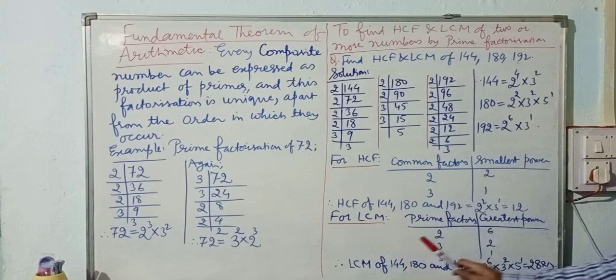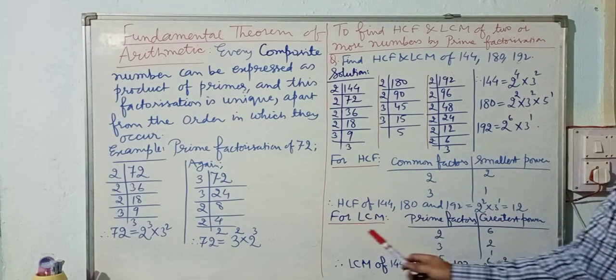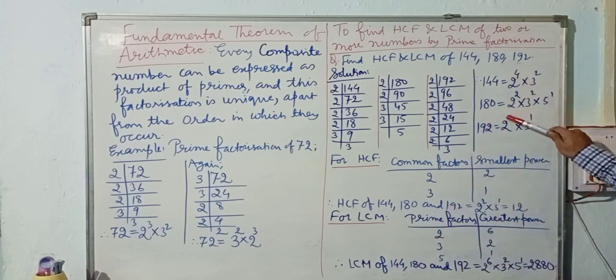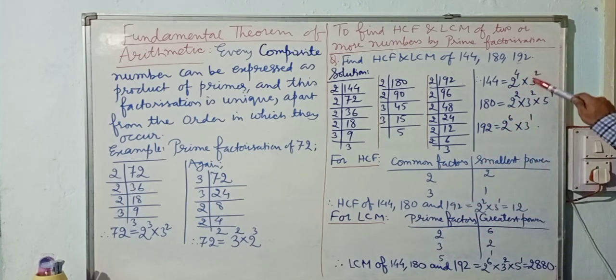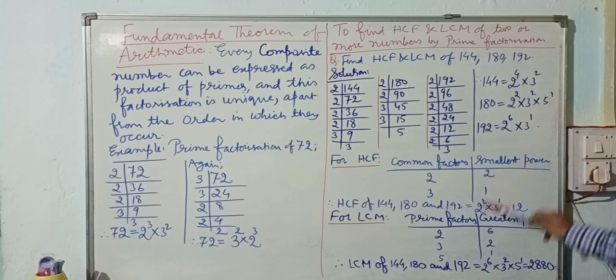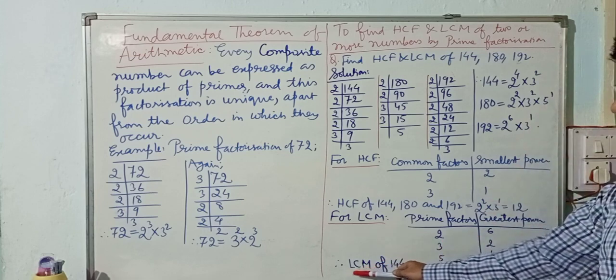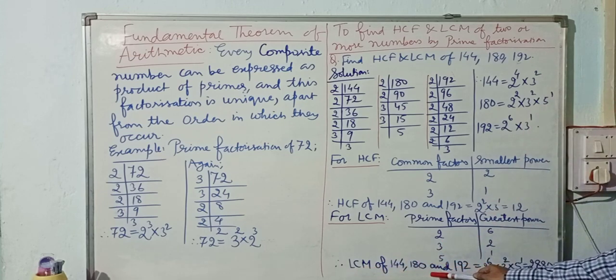Now for the LCM, list all the prime factors with their greatest power. So 2 has the greatest power 6 here, 3 has the greatest power 2 and 5 has the greatest power 1. So the LCM of 144, 180 and 192 is equal to 2 to the power 6 into 3 to the power 2 into 5 to the power 1. That comes out to be 2880.